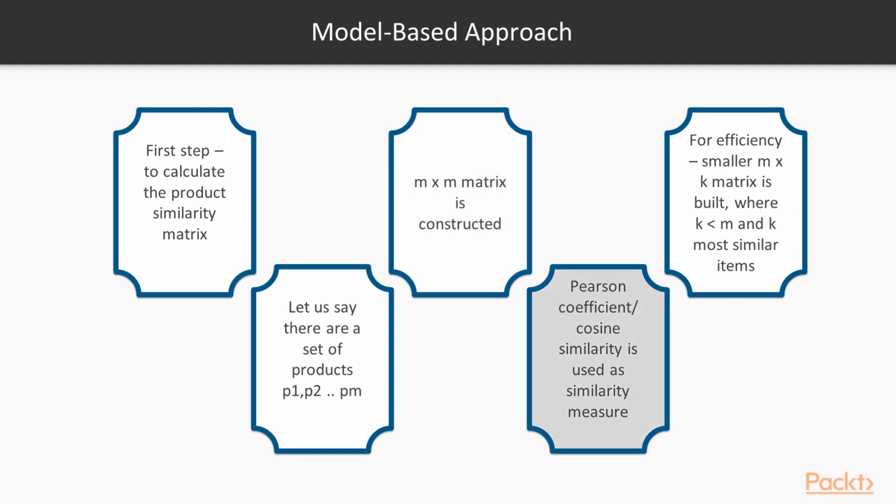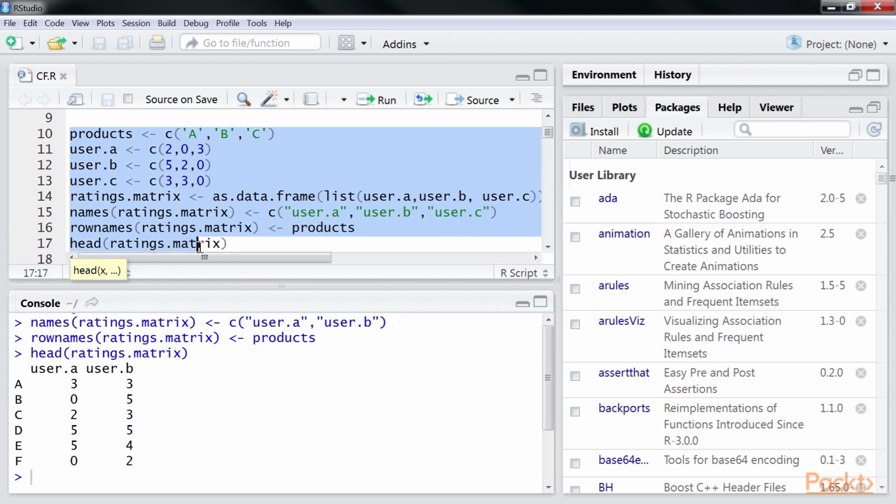Once again, Pearson Coefficient or Cosine Similarity is used as a similarity measure. For efficiency purposes, instead of building a whole M into M matrix, a smaller M into K matrix is built, where K is less than M, K most similar items. This is a small code snippet to illustrate model-based approach.